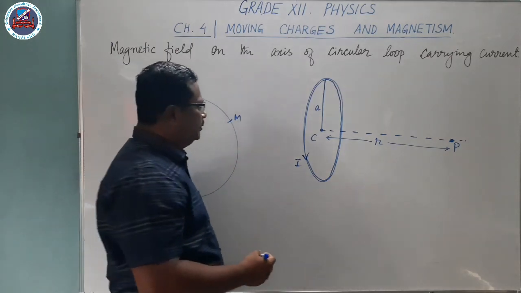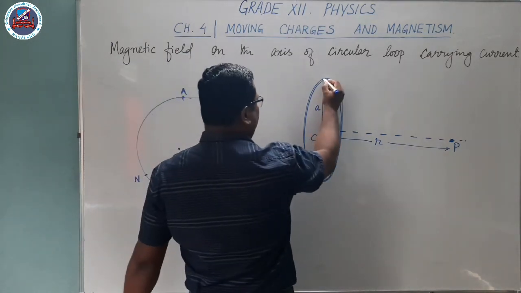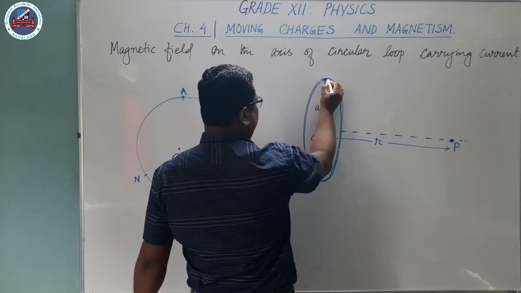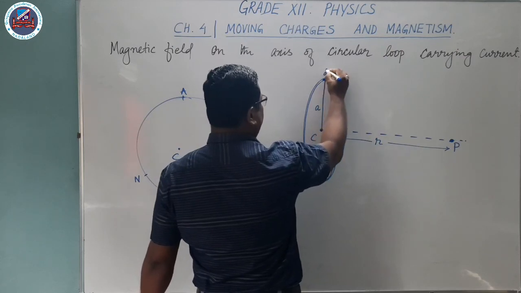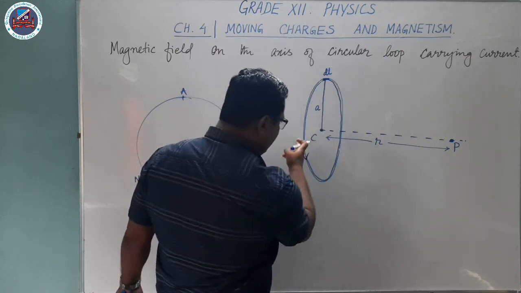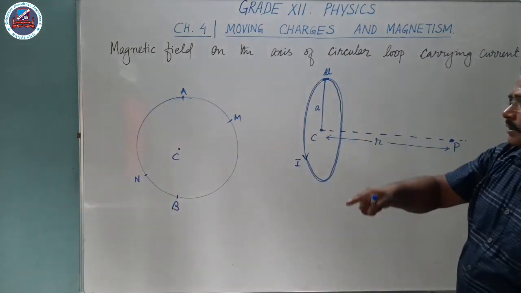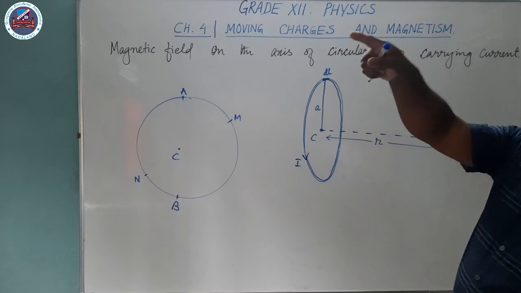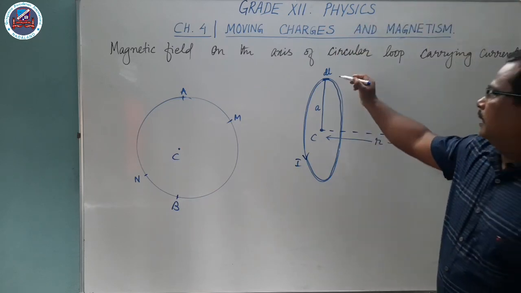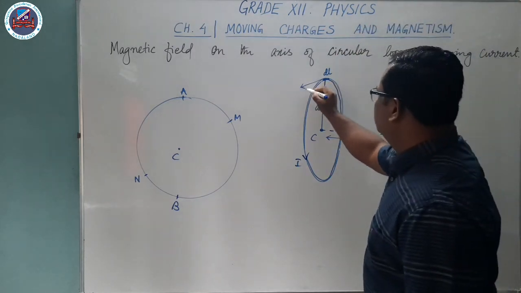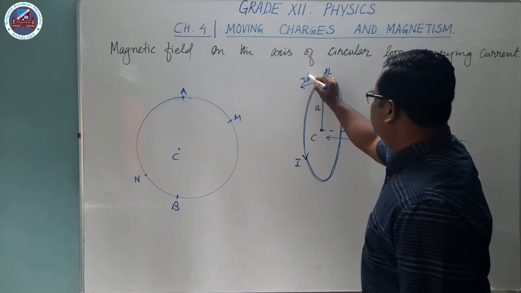What we do here, at the top end we choose the elemental length of the wire dl. In this case, if the current is going this way, the direction of I dl will be towards you. It will come this way, it will come this way. I dl.